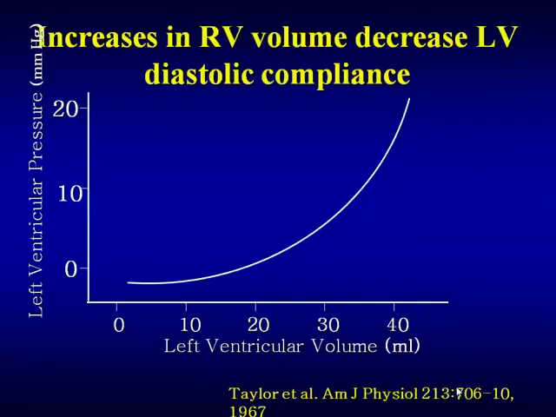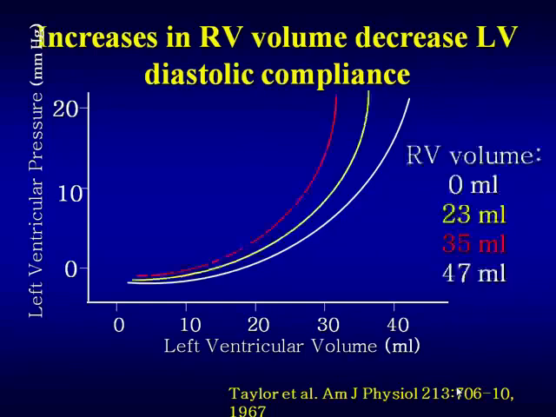To show that nicely, Taylor did a study in which, in a totally dead animal, they looked at the filling of the left ventricle and its filling pressure, and they had no volume in the right ventricle, and then they progressively increased the amount of volume in the right ventricle. And what they found was the right ventricle got bigger and bigger, and the left ventricle got stiffer and stiffer.